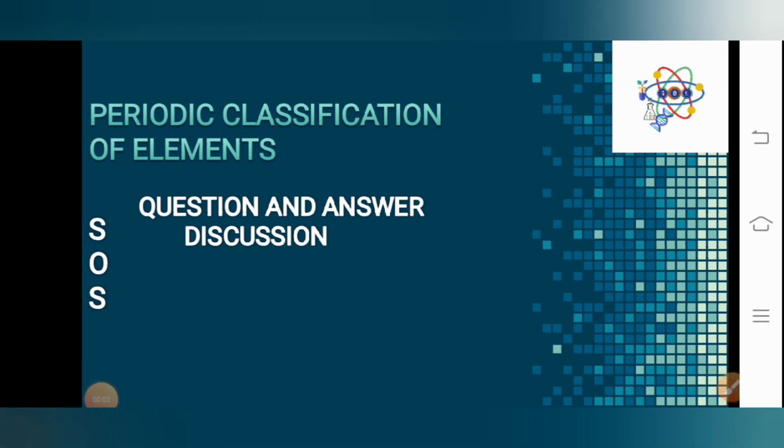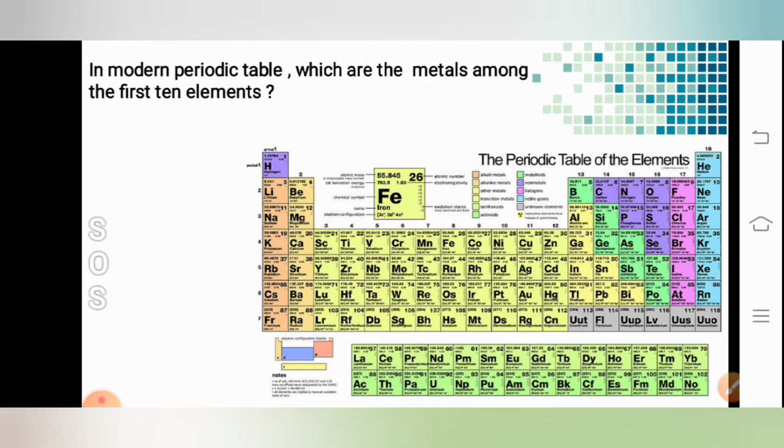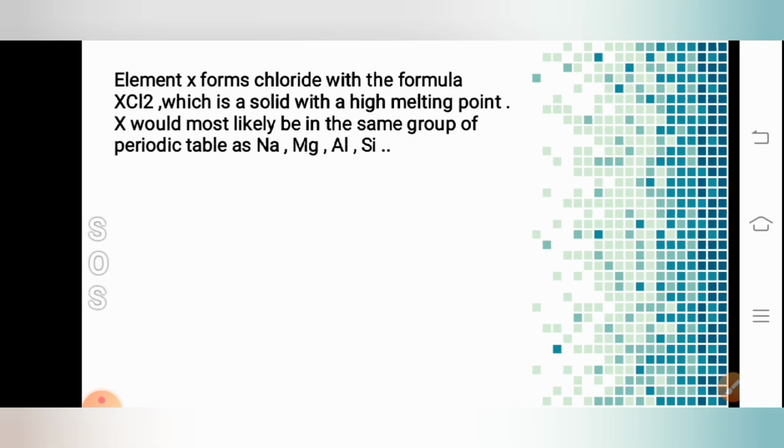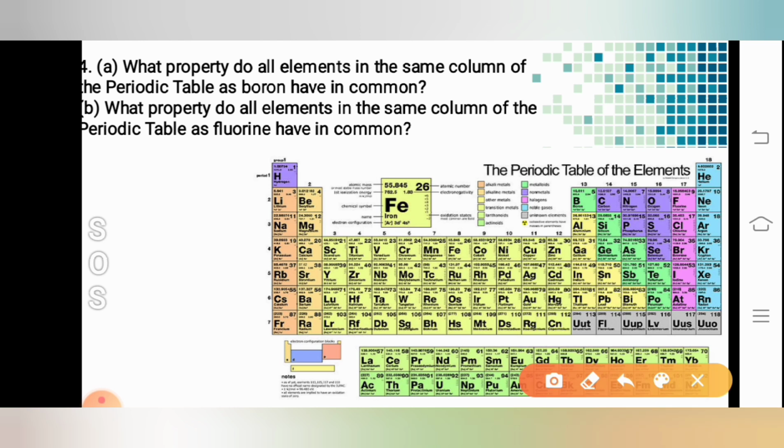In this session, let us understand the question answers from the lesson periodic classification of elements. This is the continuation of the last session. So the next question is, what property do all the elements in the same column of the periodic table as boron have in common?